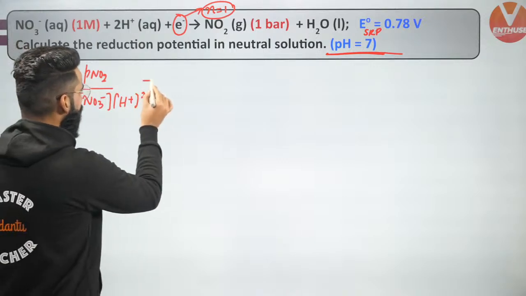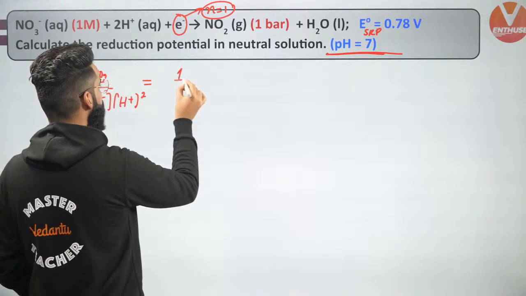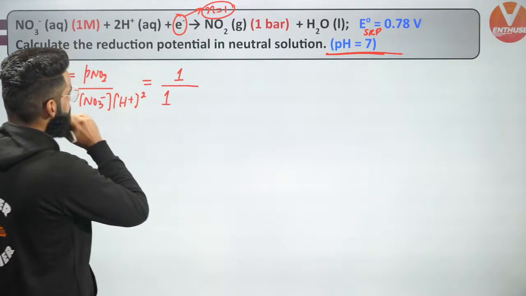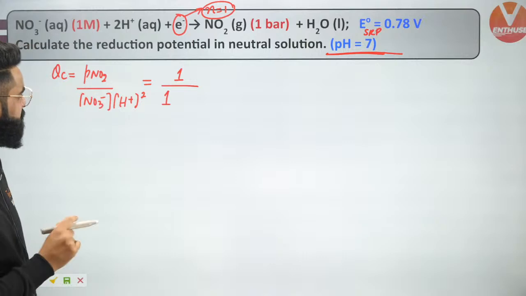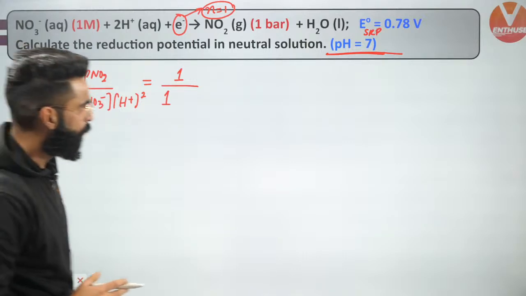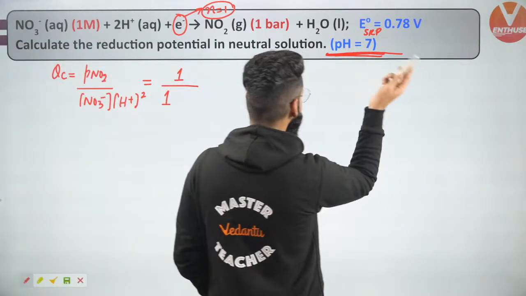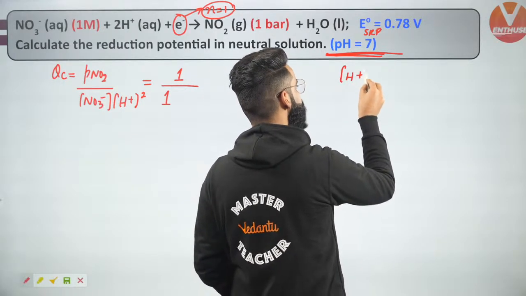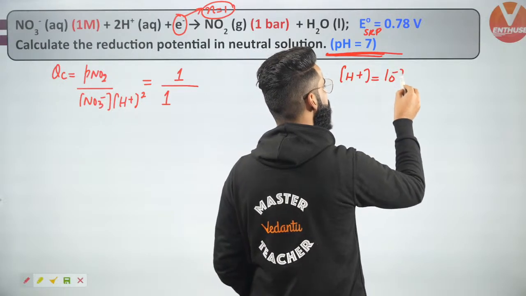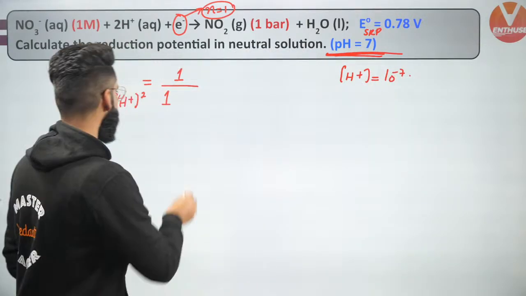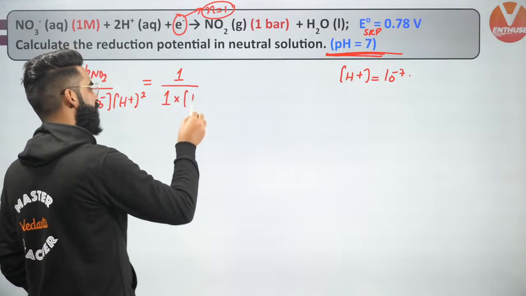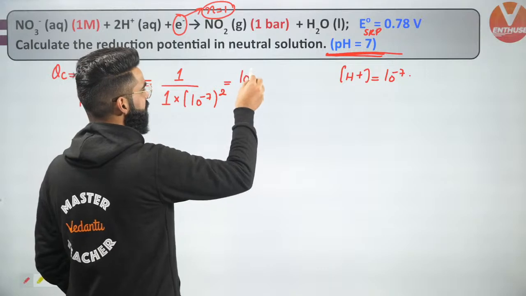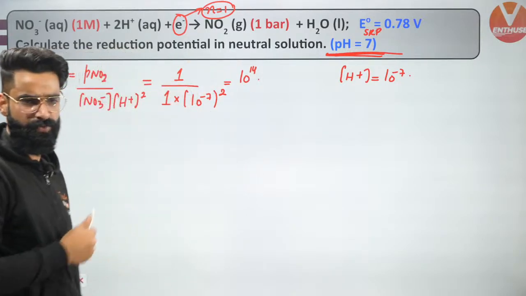So people, what is the pressure of NO2? It's simply 1 bar, divided by the concentration of NO3 negative, which is 1 molar. What is the concentration of H positive? Do we know it? No, we do not know that. We are given the pH of the solution as 7. If the pH is 7, the H positive concentration will be equal to 10 power minus 7 molar. So it's going to be 1 multiplied by the concentration of H positive, 10 power minus 7, squared. The value will simply come as 10 power 14. I got the value of QC right here.